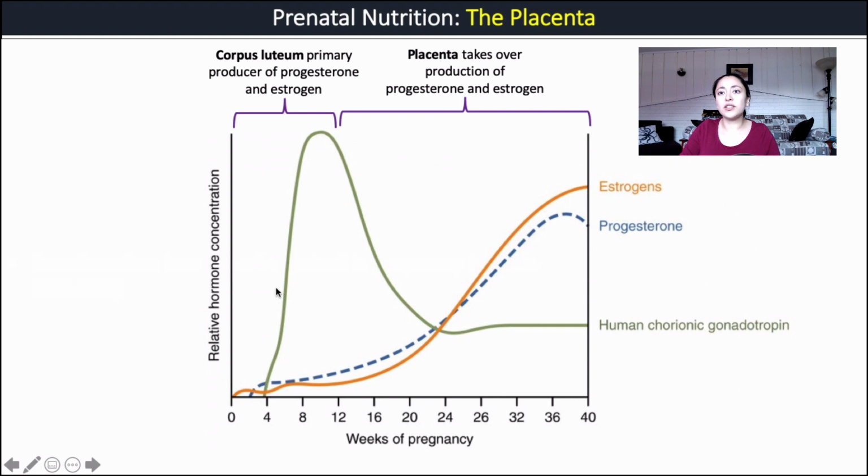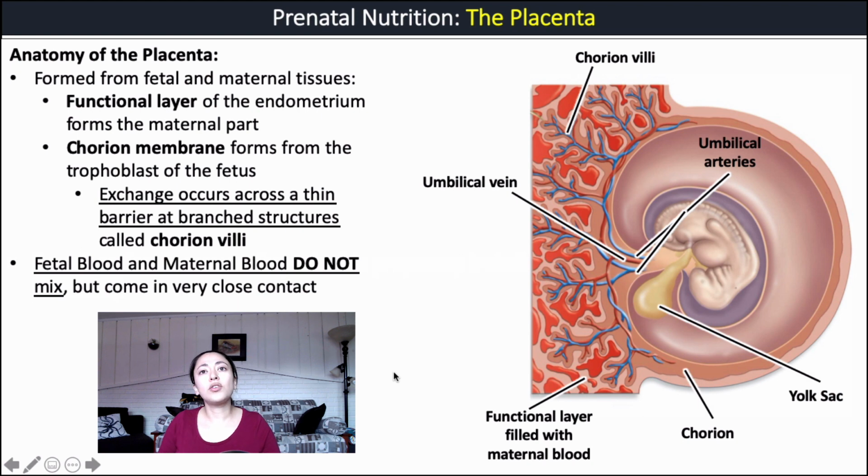Again, HCG is the hormone that is detected by pregnancy tests because of its large peak in the amount of it in the body early on in pregnancy. Let's look a little bit at the anatomy of the placenta. So the placenta is formed from fetal and maternal tissue. If we look at the maternal tissue that makes up the placenta, it's the functional layer of the endometrium.